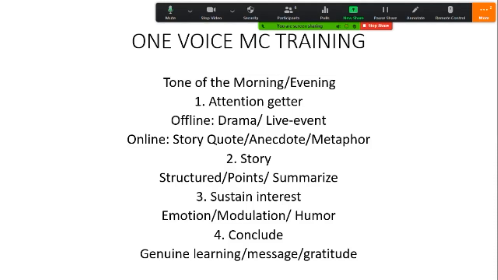2 I have already shared. Can anybody repeat? What was the first one? Like I said just now, what are the first? What are the second? What are the third? To how many of you does this make sense? Making it structure and summarizing. Structure, points, and summarize. Very important.